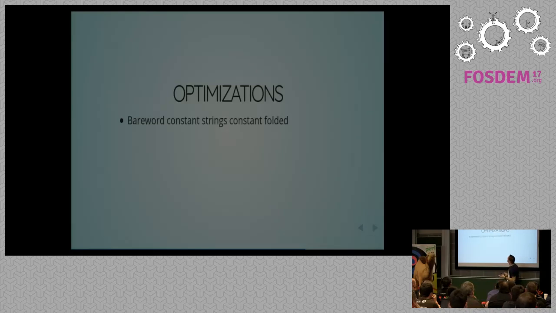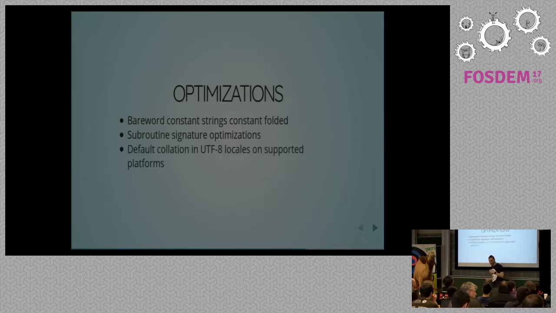OK, some optimizations we did. Bare word constant strings are now constant folded. Doesn't mean a lot other than it's faster. Signature subroutines have been optimized. They are now as fast as not having them, which is already a good reason to use them. In a future version, they will be even more optimized. We're hoping that subroutine signatures will be faster than not using them, which would be a very good reason to tell your boss that I just have to use this really sweet syntax because it's faster. Not because I want to. I don't. It's just faster.